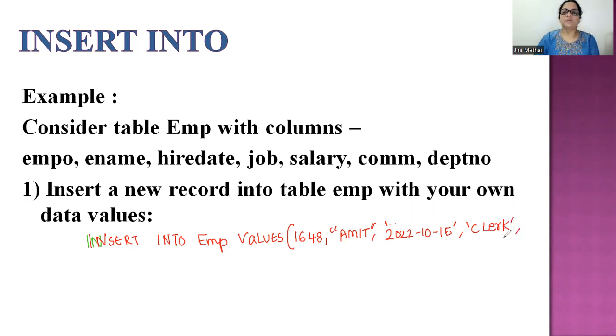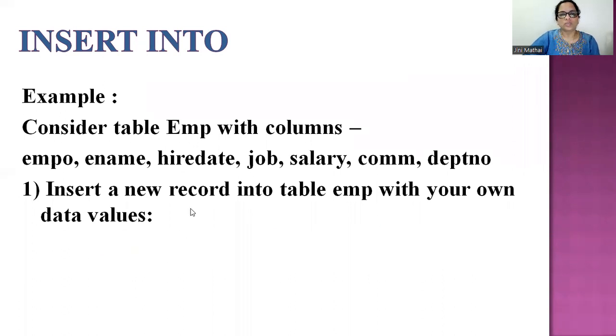Comma, salary, comma, commission. You enter all those values with a comma, close the round brackets and enter a semicolon. So what does this mean? That this complete record gets added into the table named EMP. Is that clear? Okay, let's look at another example. I stopped writing partially because of some issue with my pen today. But no issues. Let's go to another example.